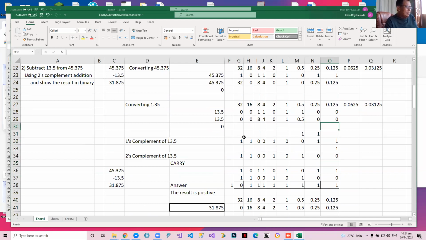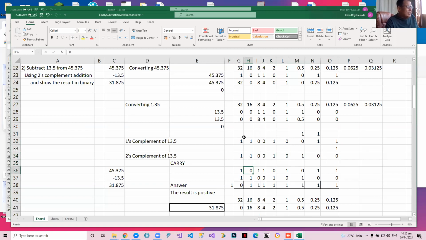And the 1's complement, we'll just reverse, no? So this is a 0, this is a 1, this is a 0, this is a 1, 1 to 0, 1 to 0, 0 to 1, 1 to 0, 1 to 0, and 1, 1. And then we add a 1 to compute the 2's complement. 1 plus 1 is a 0, carry 1. 1 plus 1 is another 0, carry 1. 1 plus 0 is 1. So we'll just copy the rest. This is the 2's complement of 13.5.